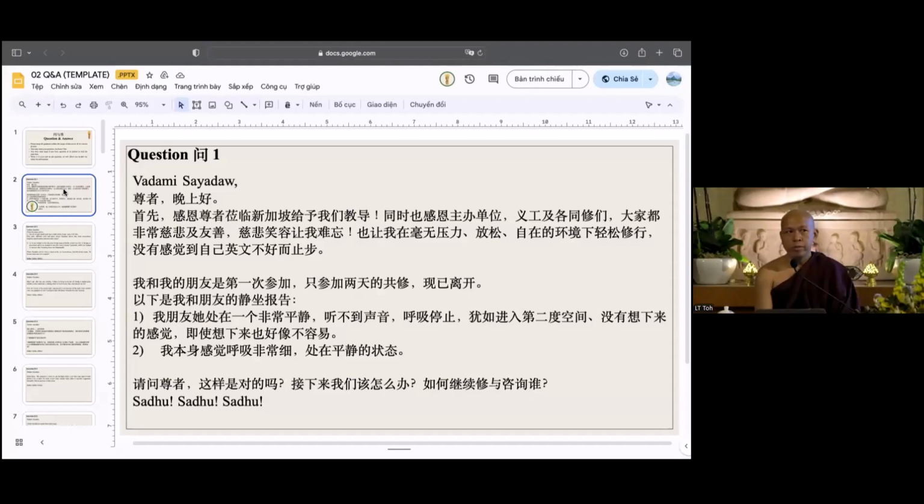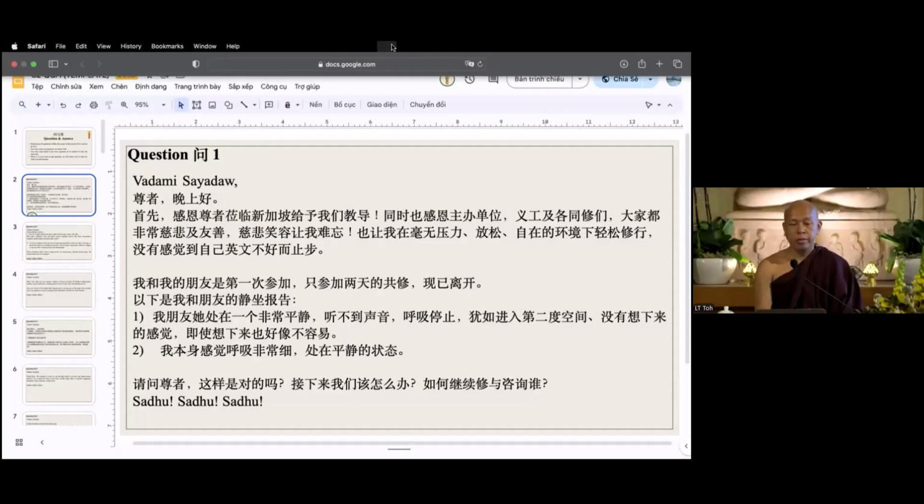He would like to express his gratitude to the Sayadaw because of all the help from the Dharma workers, organizers and other helpers. He managed to meditate in this retreat although his English is not good. There is no barrier for him to practice. He and his friend attended the retreat for two days, and he would like to give a meditation report to the Sayadaw first.